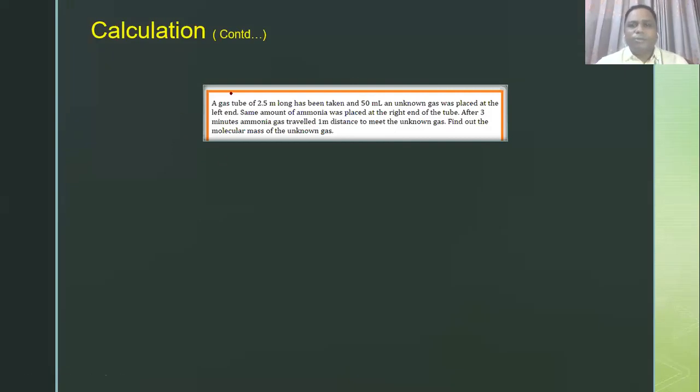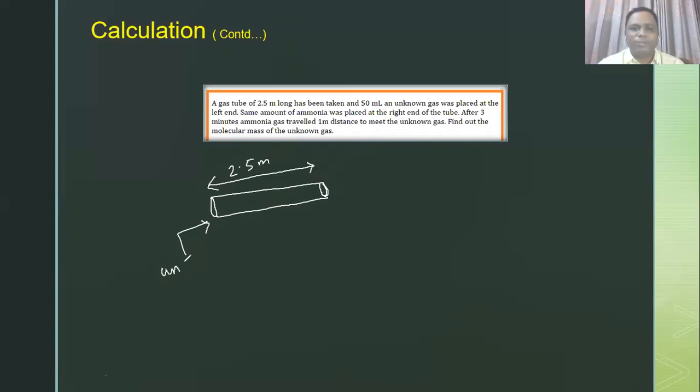And another problem we can solve using this concept is like this. A gas tube of 2.5 meter long. So from the statement we can see this is the gas tube. It is said it is 2.5 meter long and 50 ml of unknown gas was placed at the left end. So this is the side from where unknown gas is placed. So unknown gas is here and the same amount of ammonia is placed from the right hand side.